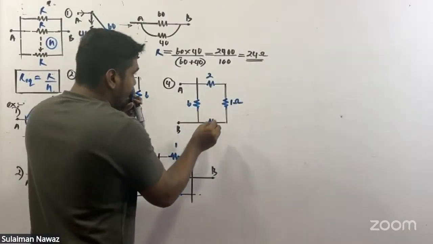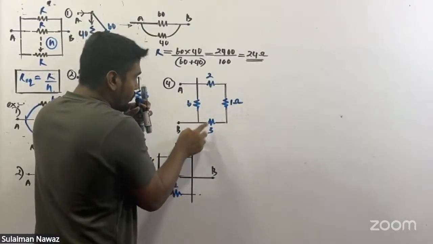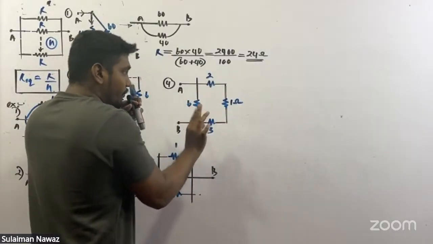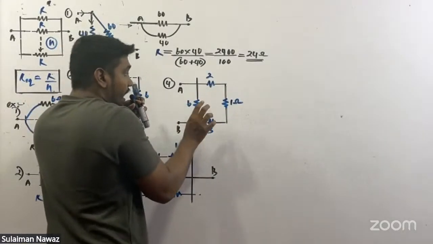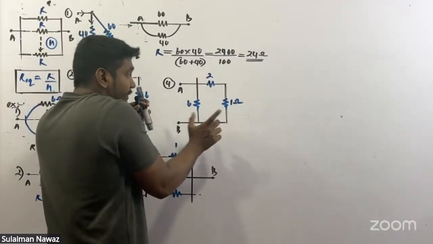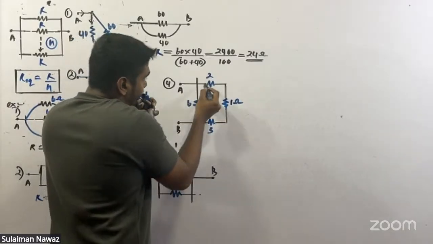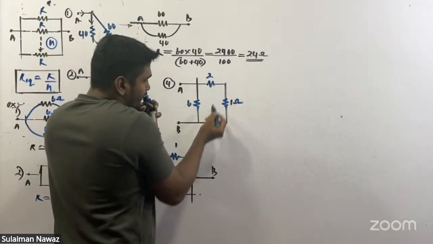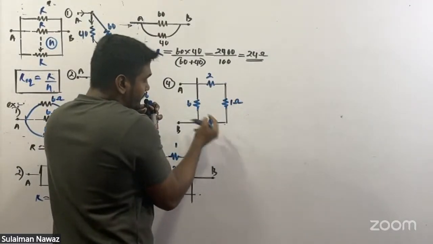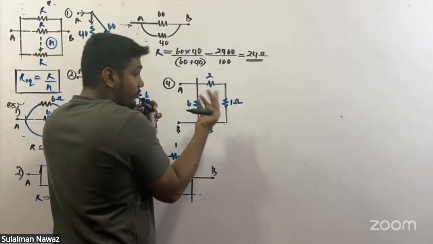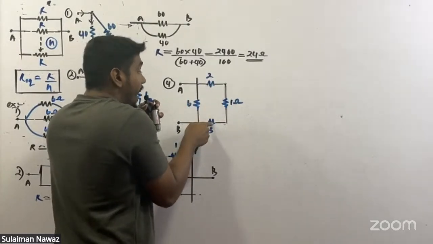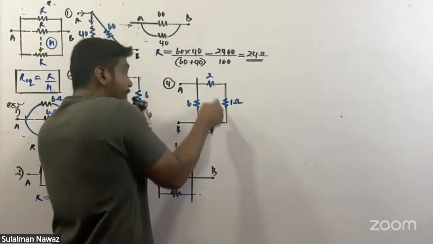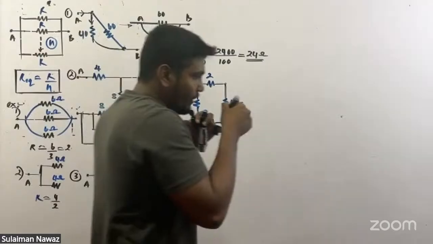For an example, see, these two look like parallel. But you want to ensure they are connected between the same two points. This one's terminals are here and here, and this one's terminals are here and here. In between there are resistors. Therefore, you can tell that these two have not connected between the same 2 points. We can't consider these two as parallel. Likewise, there are some tricks.